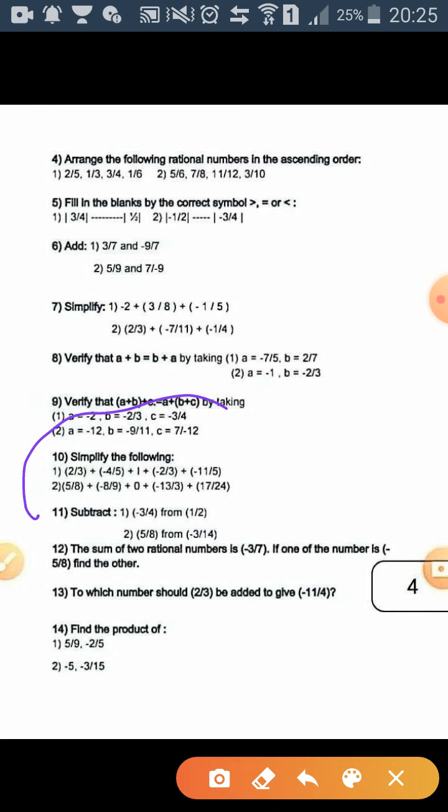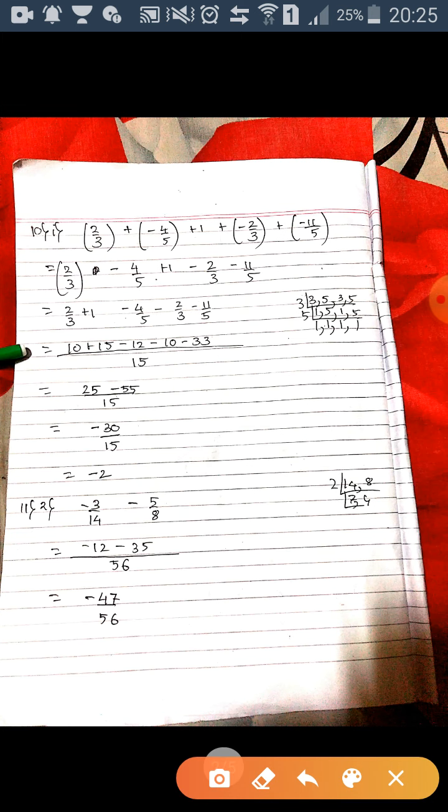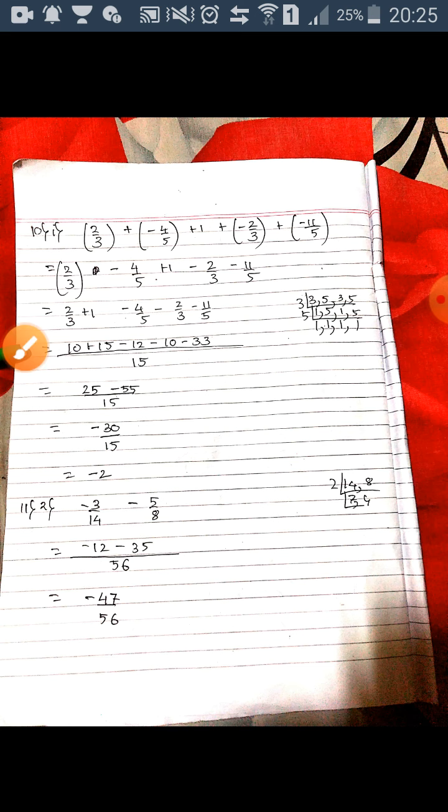So we will look at some number ten 1, which I have copied down over here, which says: 2 by 3 plus minus 4 by 5 plus 1 plus minus 2 by 3 plus minus 11 by 5. Okay, so this is the thing which we have been asked to solve.